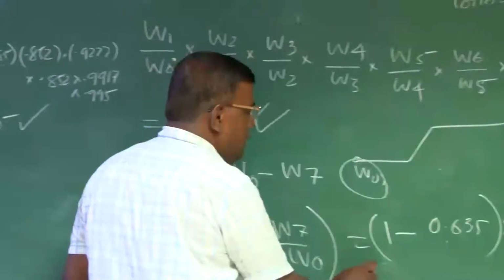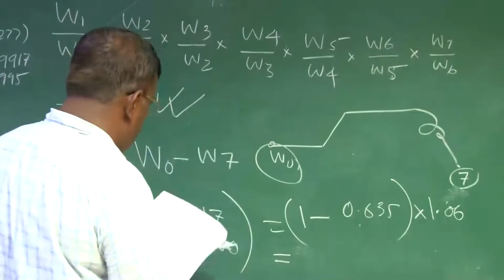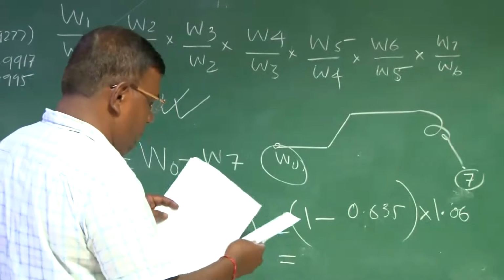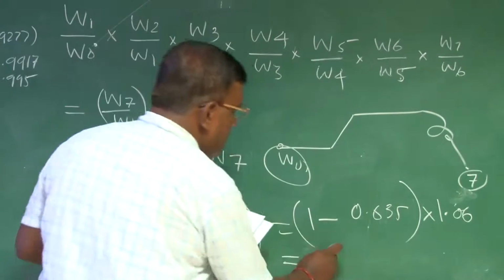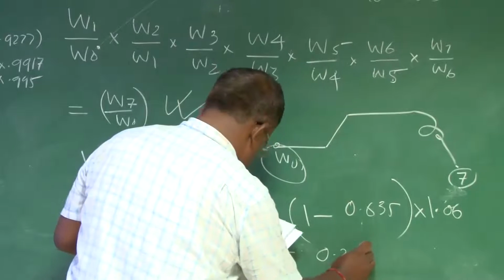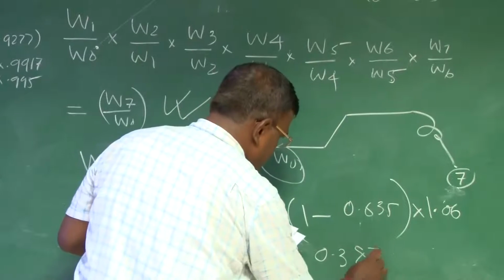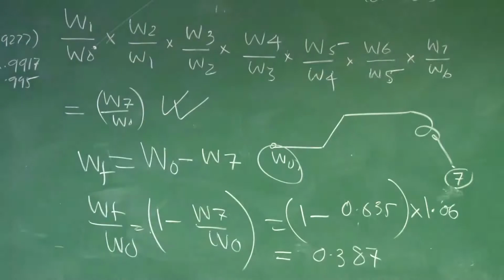And if I do this, this will become roughly, if I am not mistaken, 0.387. Okay, please do it yourself before you start asking, sir, it went wrong, right?